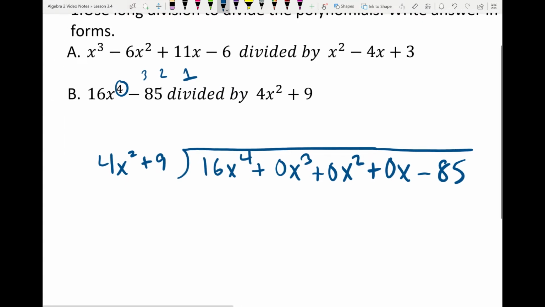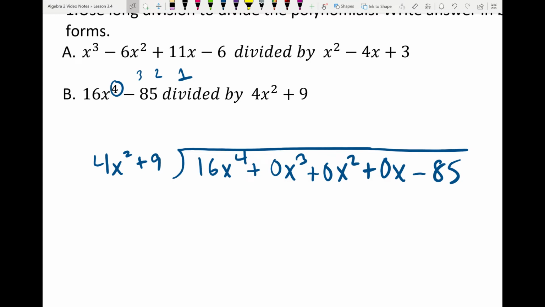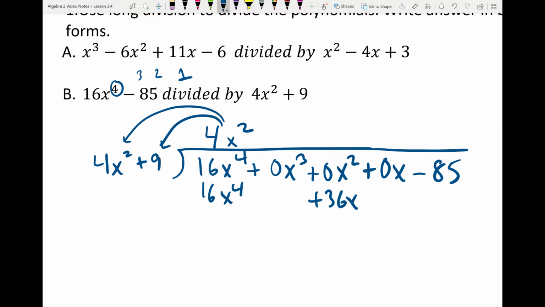So now with this one, how many times does 4x squared go into 16x to the 4th? Well, 4 goes into 16 4 times, and x squared goes into x to the 4th x squared times. So I'm going to write 4x squared. All right, so now we multiply. 4x squared times 4x squared is 16x to the 4th. 4x squared times 9 is 36x squared. So we have a 36x squared here.